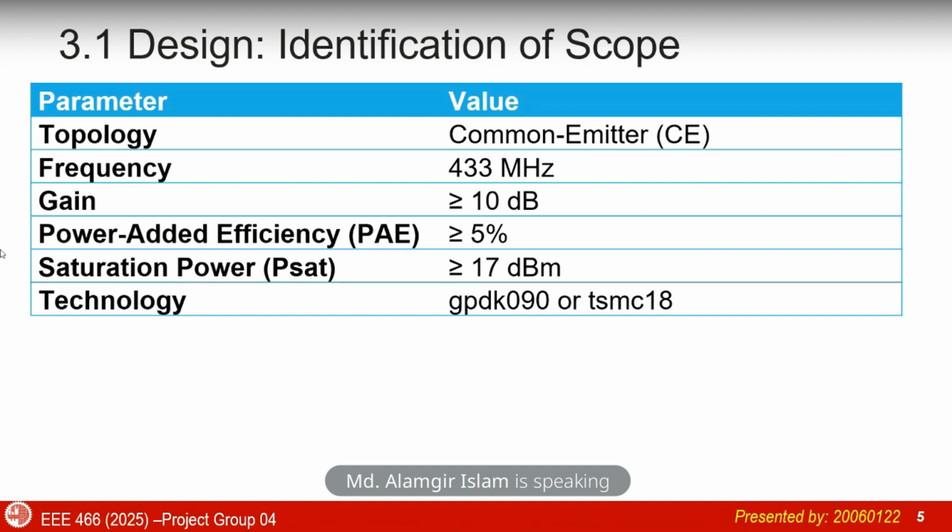Here's our project identification of scope. Topology: common emitter. Frequency: 433 MHz. Gain: 10 dB. Power added efficiency: 5%. Saturation power: 17 dBm. And for technology, we will use GPDK090.